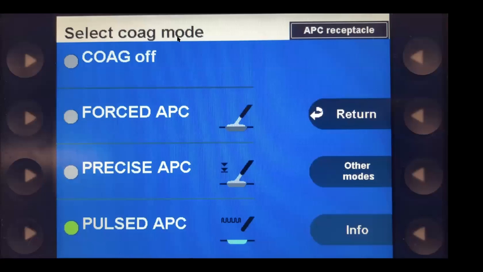Okay. I want to share a few things, right? When you set up APC, we actually saw forced APC, and there are different varieties of APC that we already talked about. One is the forced APC, precise APC, and pulsed APC. And I want to talk about this a little more in detail.